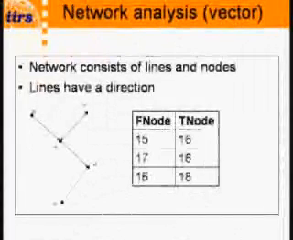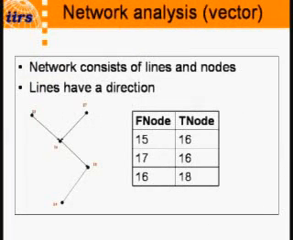Network analysis consists of lines and nodes. Lines have a direction, so you can see that it starts here and it ends here. It starts here, it ends here. It starts here, it ends here. Basically, it is made of links, barriers, centers, stops, and different other things.